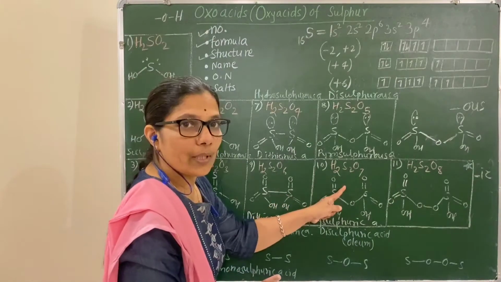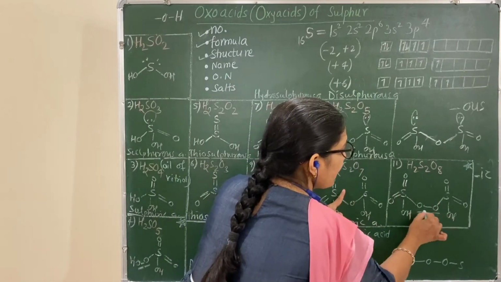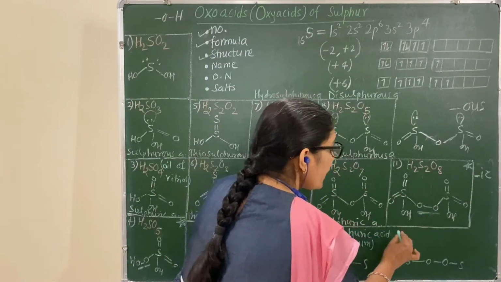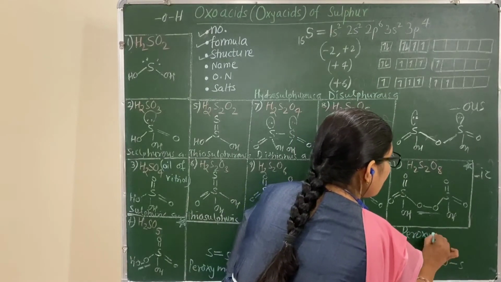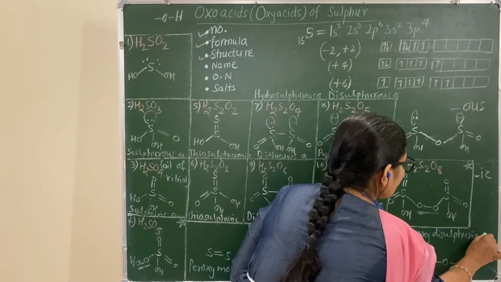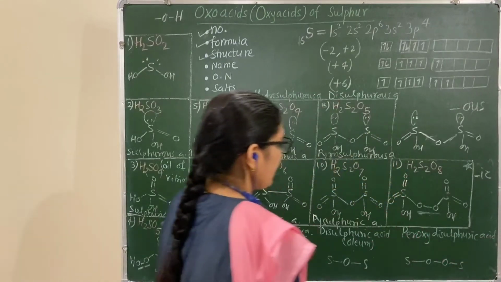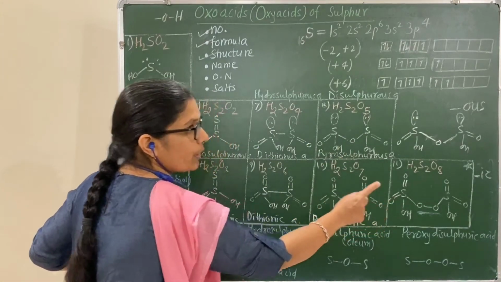Now it is a disulfuric acid. Only one oxygen is added in this and peroxide linkage is present. Therefore, it is peroxydisulfuric acid. Yes, it is peroxymonosulfuric acid and that is peroxydisulfuric acid.